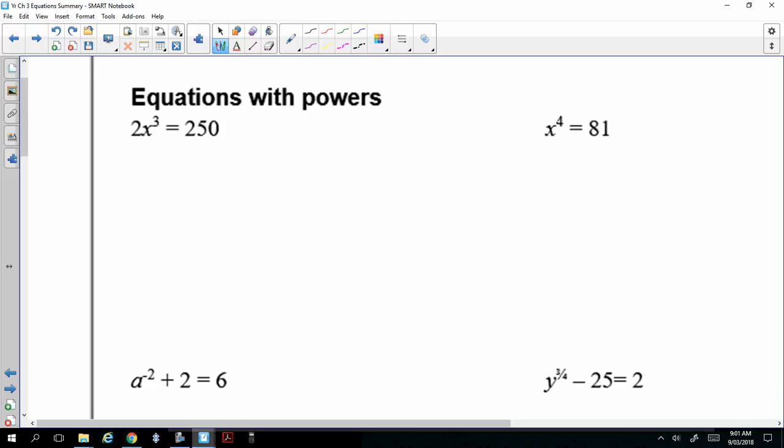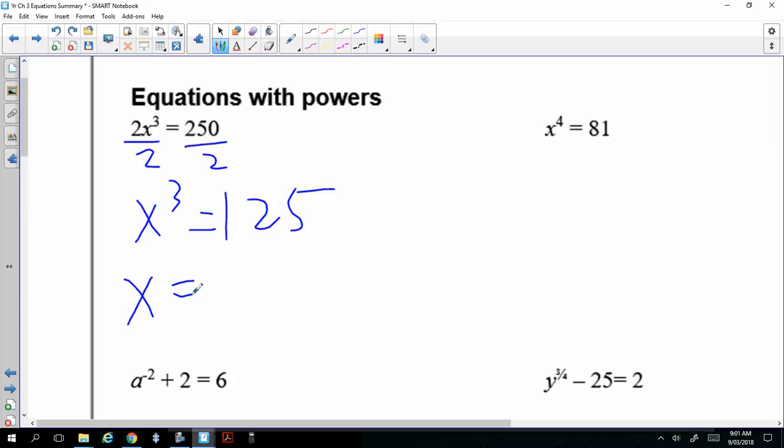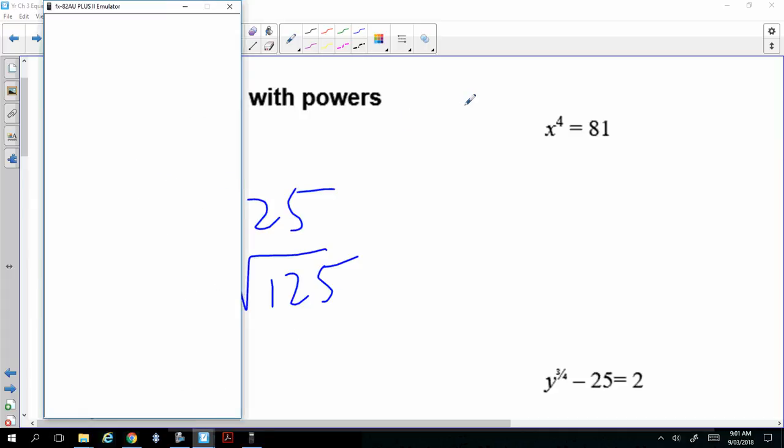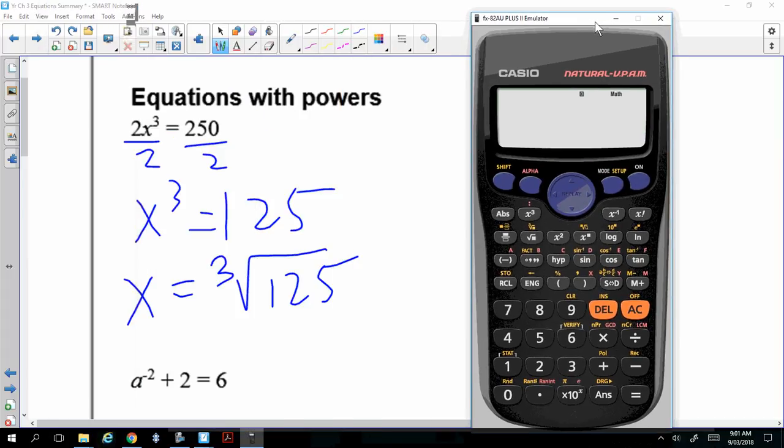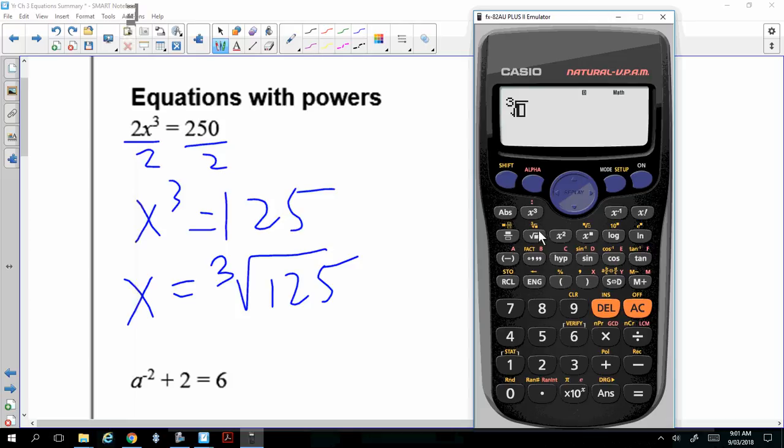Let's do this. Divide by 2 first. X cubed is 125. When you have to get rid of the power, you do the cube root. Note the button you press on your calculator. If you don't know how to use it, please pay attention. To get the cube root, just press shift square root. It gives you the cube root. 125 gives you the correct answer of 5.